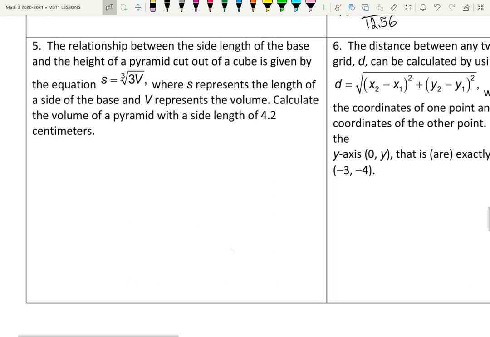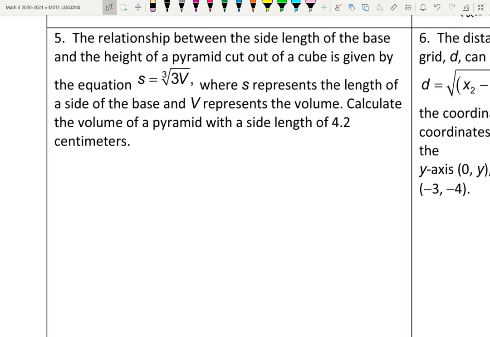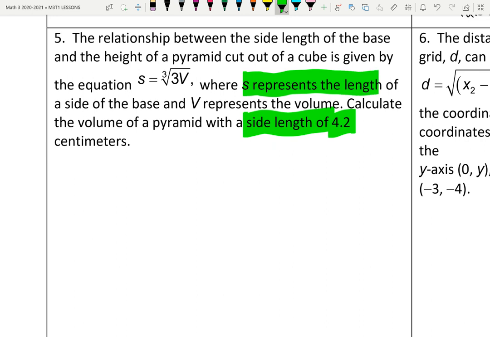Number 5. The relationship between the side length of the base and the height of a pyramid cut out of a cube is S is equal to the cube root of 3v, where S represents the length of a side of the base and v represents volume. Calculate the volume of a pyramid with a side length of 4.2. S represents the length of a side.